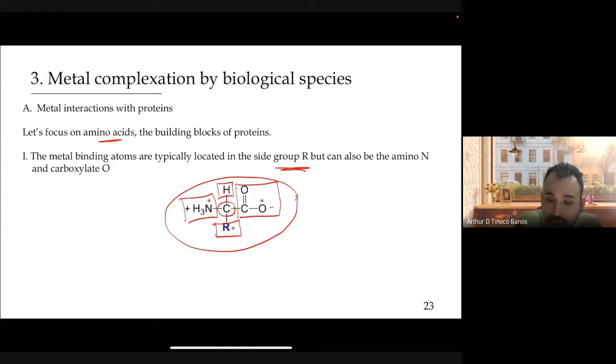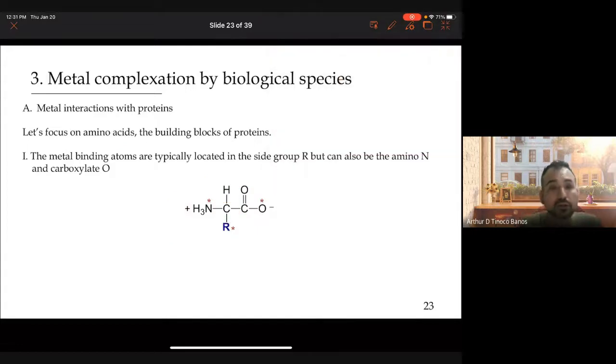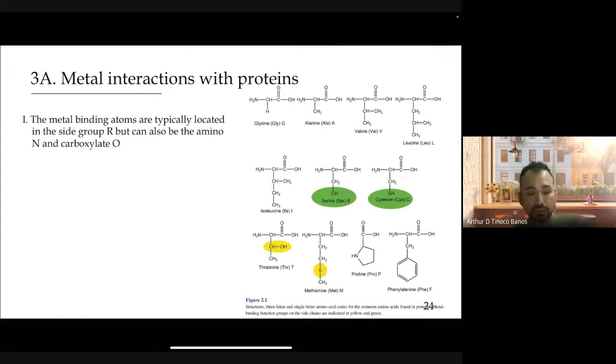I'm emphasizing that because I want to make sure you're clear that the metal binding atoms can be located within the R group, but they can also be located within the amino group or the carboxylate oxygens. These have the capability of binding metals. So if we look at the collection of the 20 common amino acids, what we're going to focus on is where they can potentially form a bond to a metal.